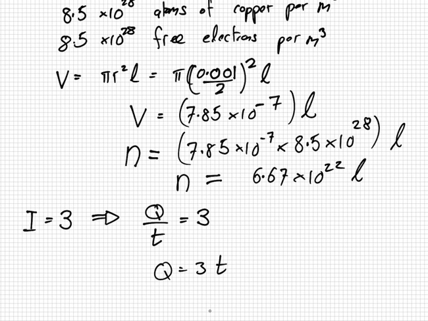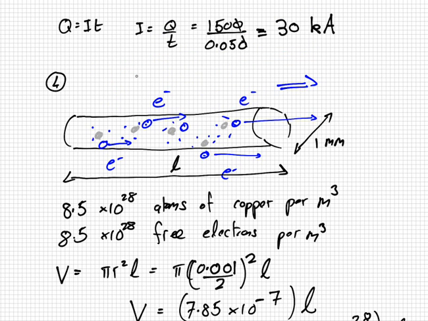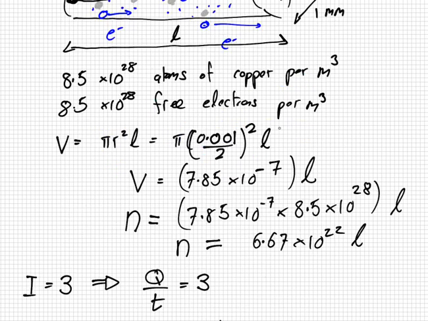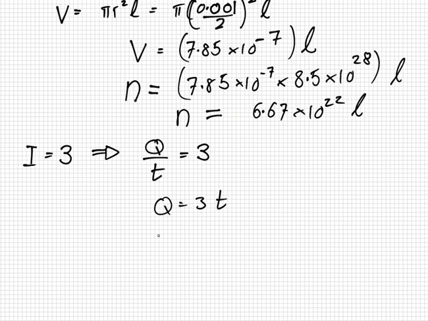6.67 times 10 raised to the power 22. Okay. Now, we are told in the question that the current is equal to 3. So that means Q over T is equal to 3. But we also know the Q is equal to N multiplied by E.